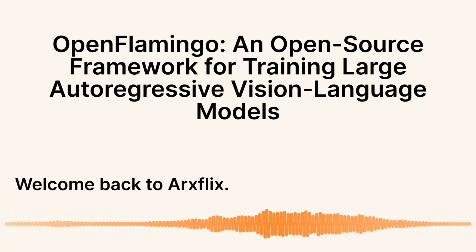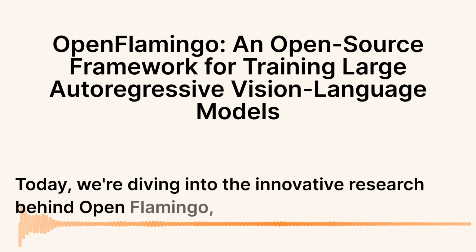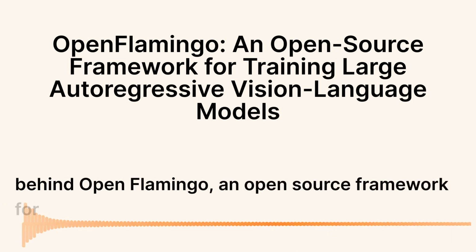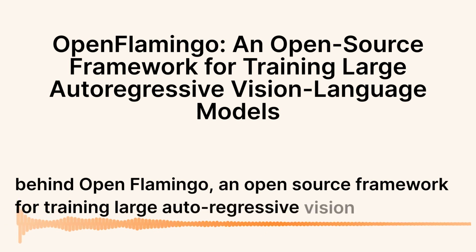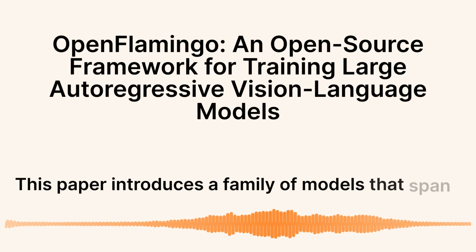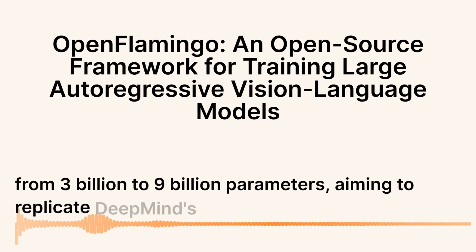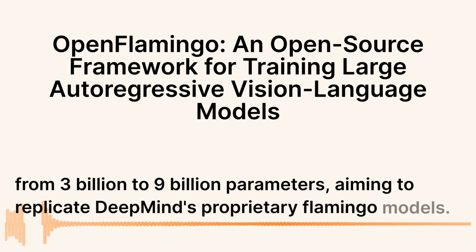Welcome back to Arxflix. Today, we're diving into the innovative research behind OpenFlamingo, an open-source framework for training large autoregressive vision language models. This paper introduces a family of models that span from 3 billion to 9 billion parameters, aiming to replicate DeepMind's proprietary Flamingo models.